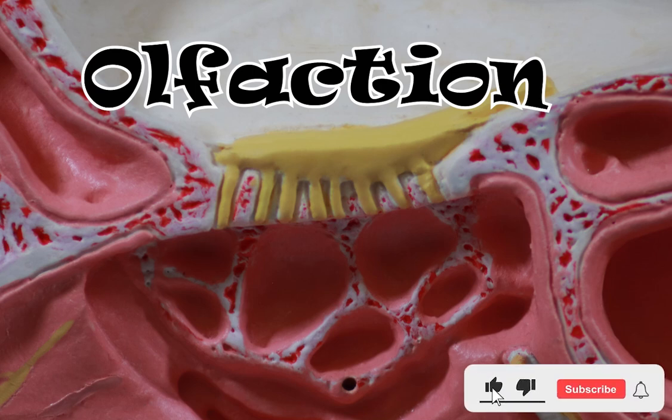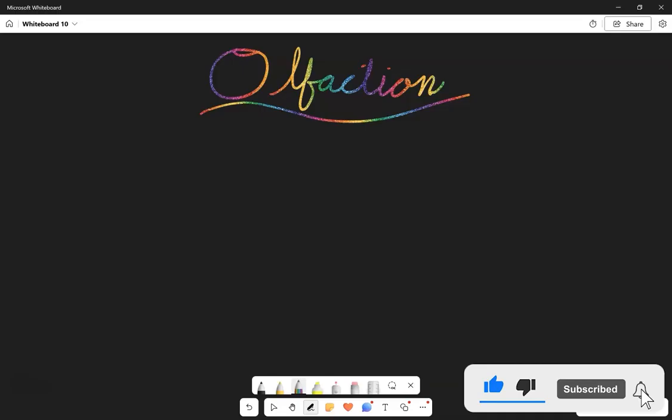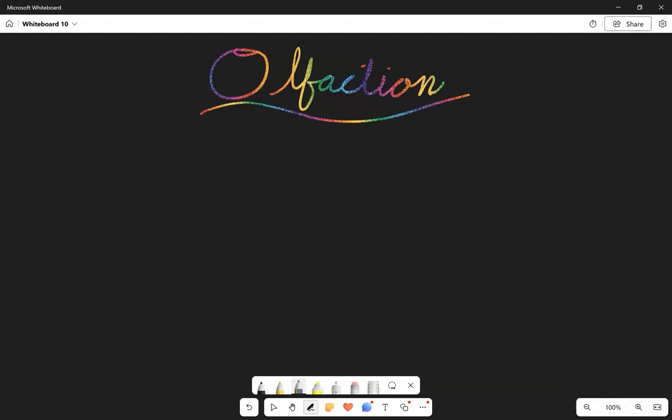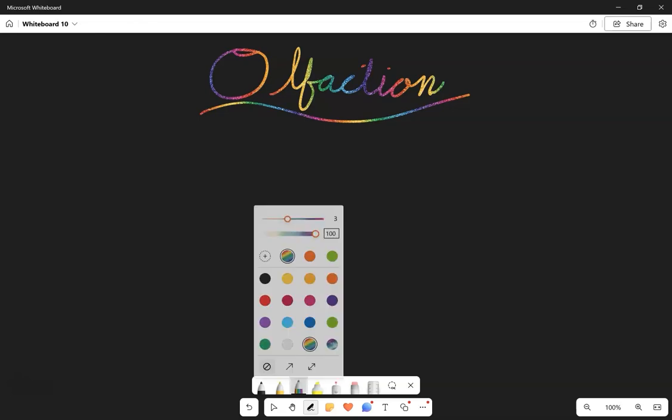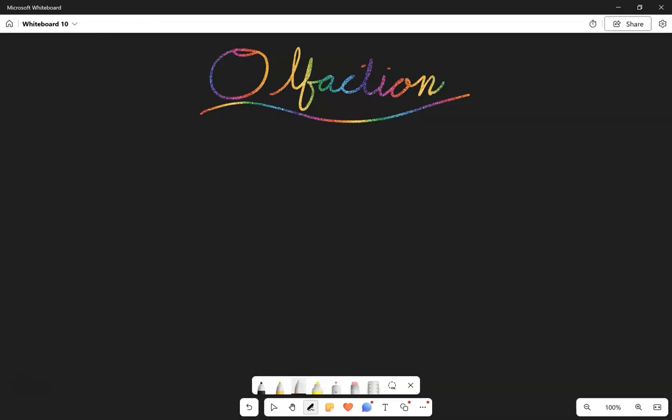Olfaction, in my opinion, and the mechanism by which an odorant is converted into a chemical signal is probably one of the coolest signal transduction pathways that I can think of. So what I want to do is draw an olfactory neuron here.